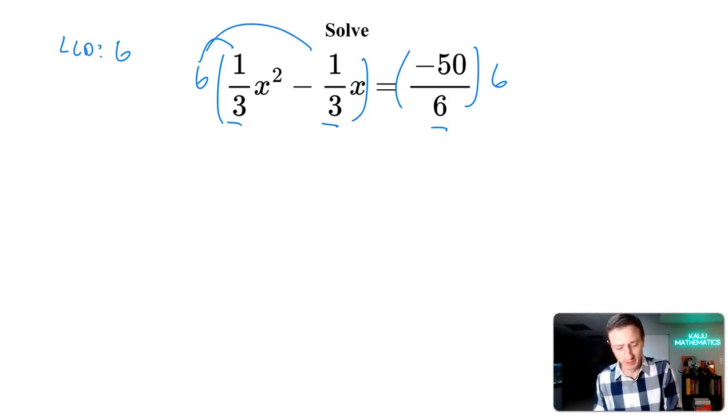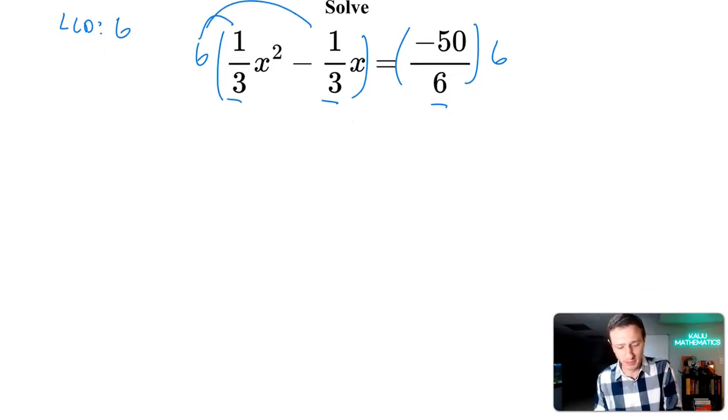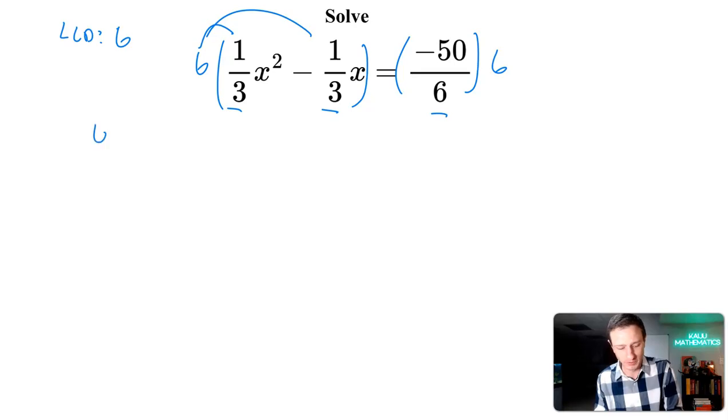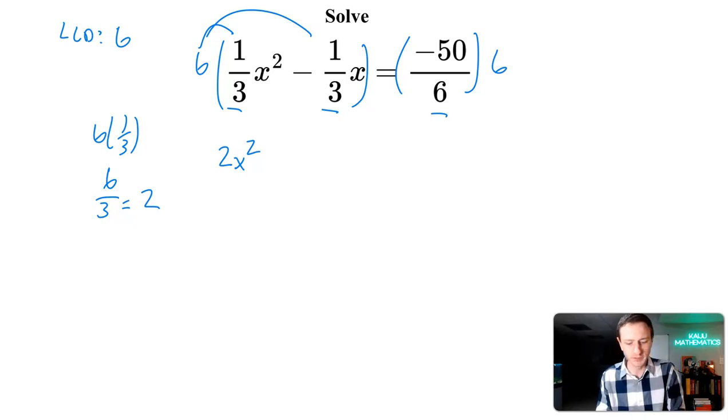So I'm going to go ahead and distribute. 6 over 3 is 2, and then 2 times 1. So I'm doing 6 times a third. 6 times a third is 6 over 3. 6 over 3 is 2. So that becomes 2x squared. And then I have, again, 6 times a third, which is going to be minus 2x equals, and then the 6's cancel over here, leaving me with negative 50.